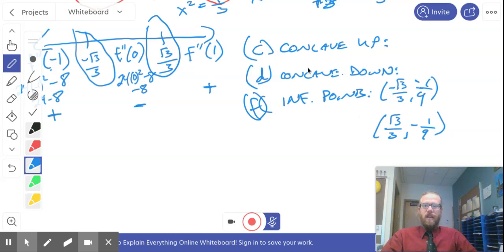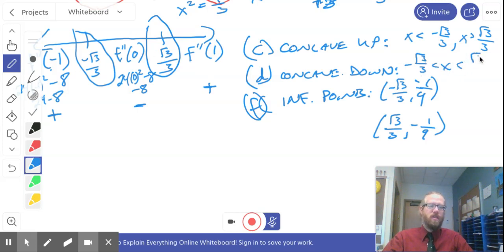So we get that. Concave up, that's the positive parts. So similar to when we were doing increasing and decreasing, anything to the left of negative square root of 3 over 3, so that would be x is less than negative square root of 3 over 3, and also anything to the right of positive square root of 3 over 3, so x is greater than square root of 3 over 3. And then for concave down, squeezing that in the middle here, that was between the negative square root of 3 over 3 and the positive square root of 3 over 3.